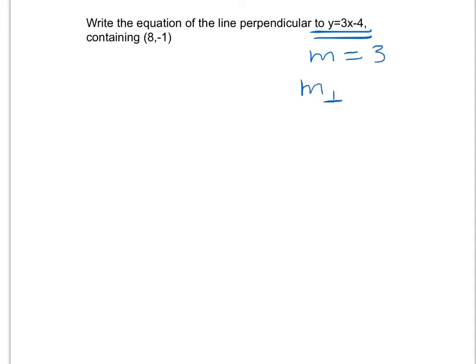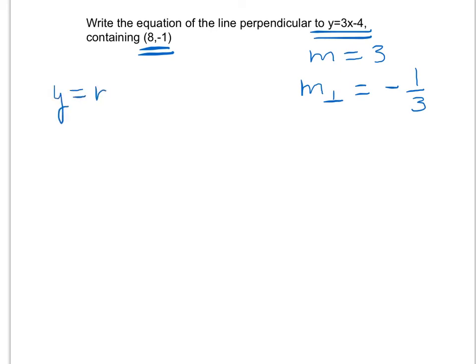So the slope of the perpendicular line should be, remember, the opposite reciprocal. So -1/3. So now I'm back to my data where we have the point 8, -1, and I'm going to write a different line now, because 8, -1, you can check it in your first equation. 3 times 8 is 24, minus 4 is 20. Certainly that point is not on that initial line, but we want the line perpendicular to that initial one.